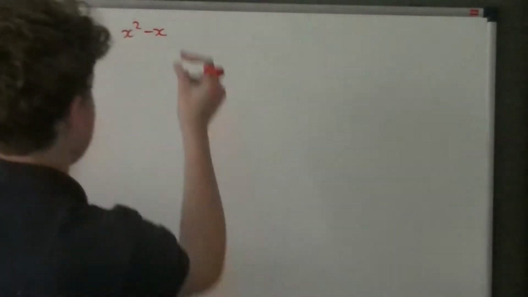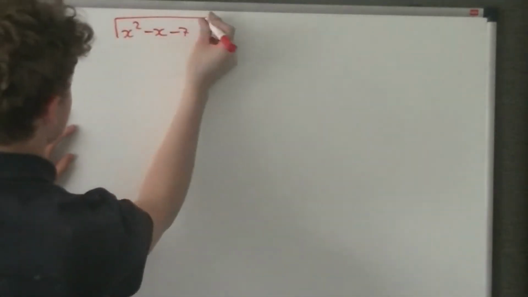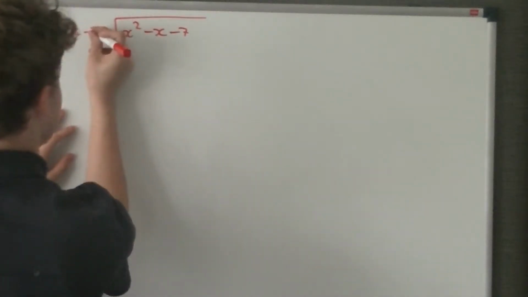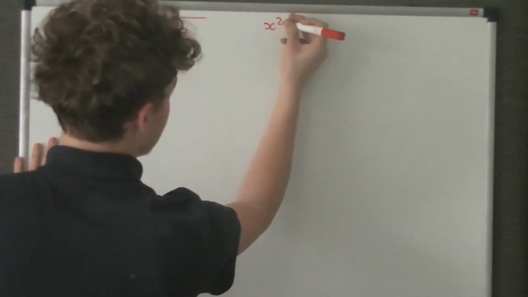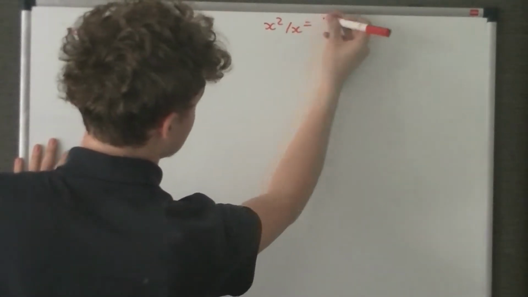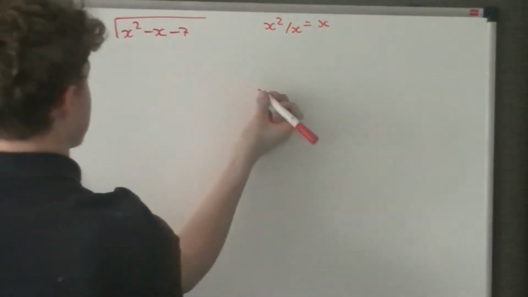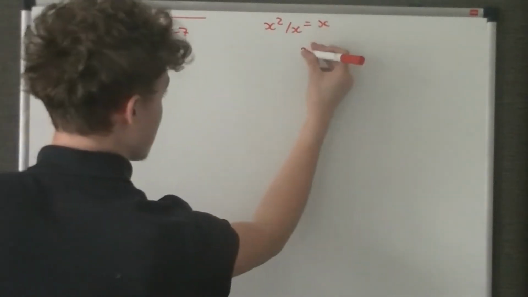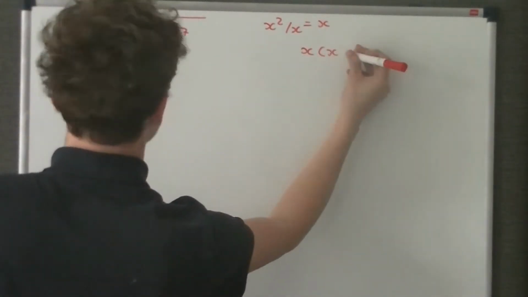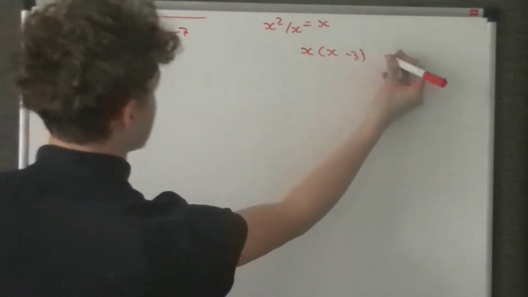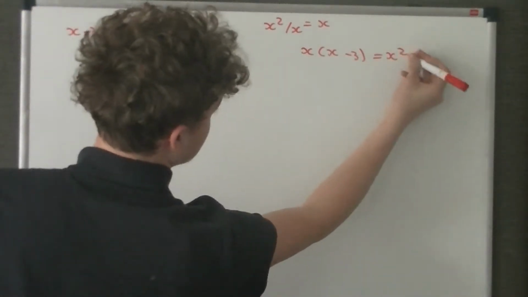Divide x squared take x take 7 by x take 3. Same thing again. We do x squared over x, and that gets us x, and we times that by x take 3, which gets us x squared take 3x.